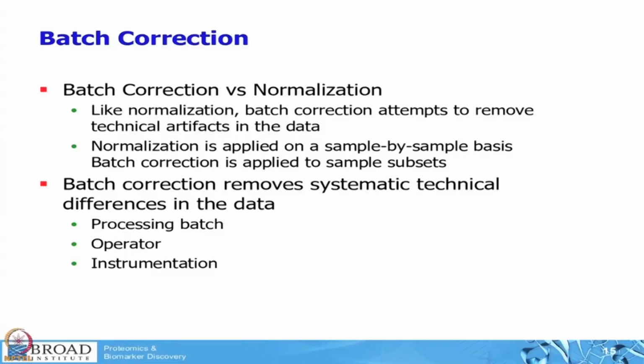And if you did your experiment correctly and there is a batch effect, then how do you deal with it? And that's kind of what I'm going to talk about in the next few slides. So what I say, like normalization, batch correction attempts to remove technical artifacts in the data. But normalization is usually on a sample by sample basis, whereas batch correction is on a sample subset basis. So you have a group of samples that you ran at some point that resulted in some technical difference between some other group.